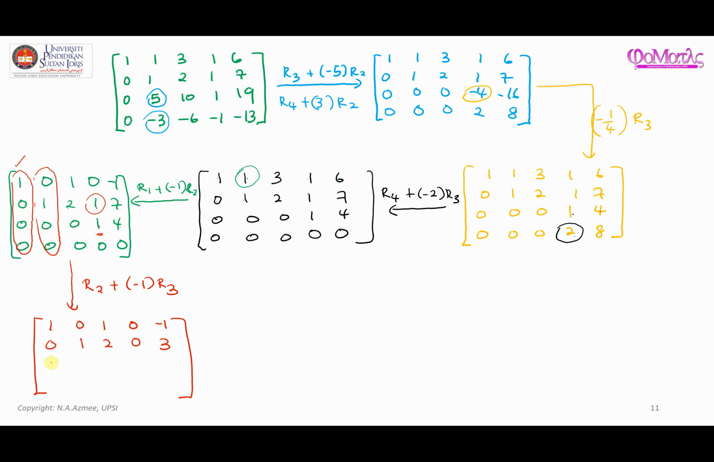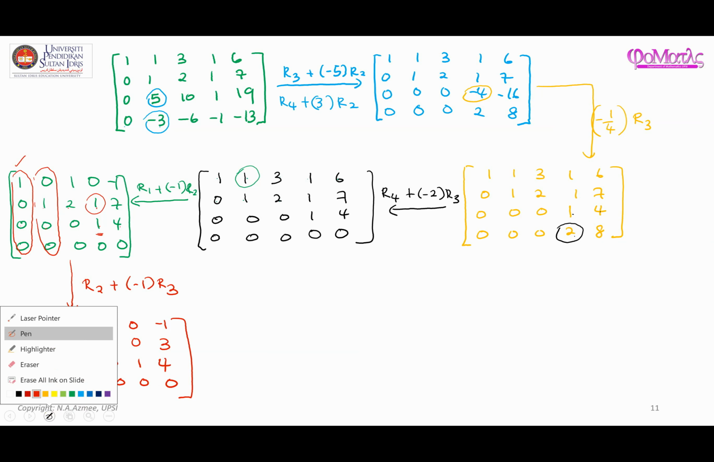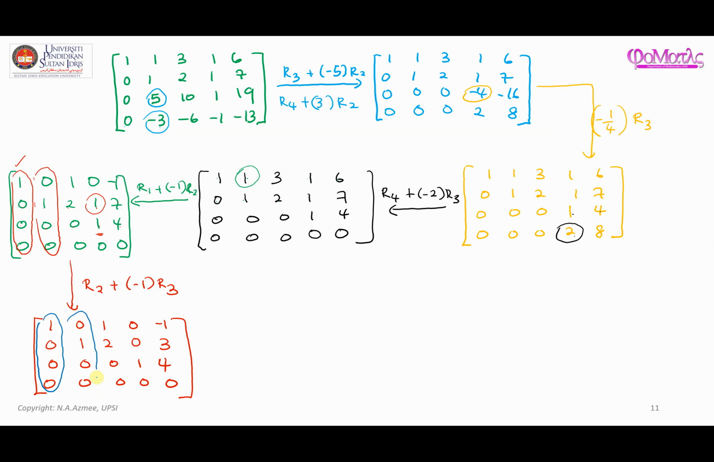It is already in RREF form, reduced row echelon form. And you can see this is the position of the leading one. So this is the first column. This is the second column. We have a leading one right here. And then this is the fourth column. So we have column 1, column 2, and column 4.